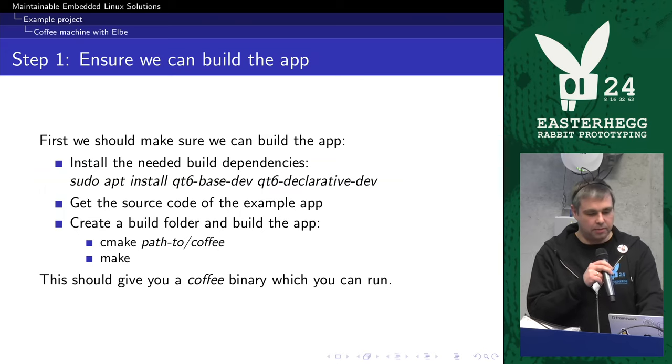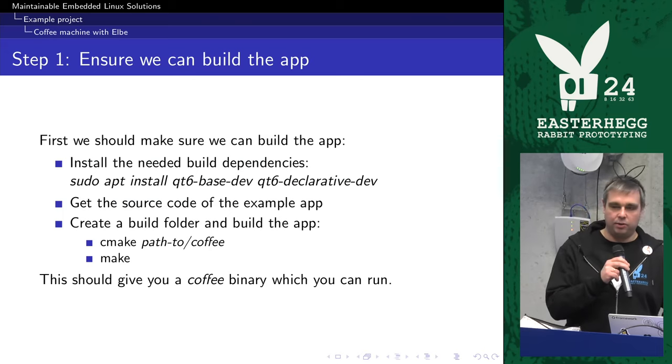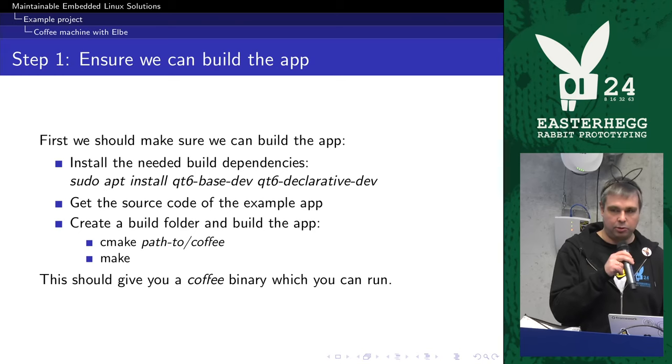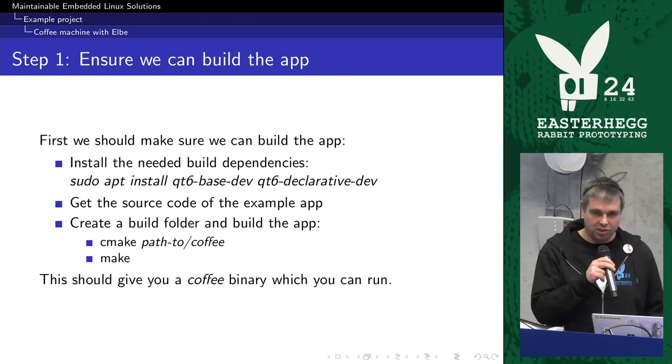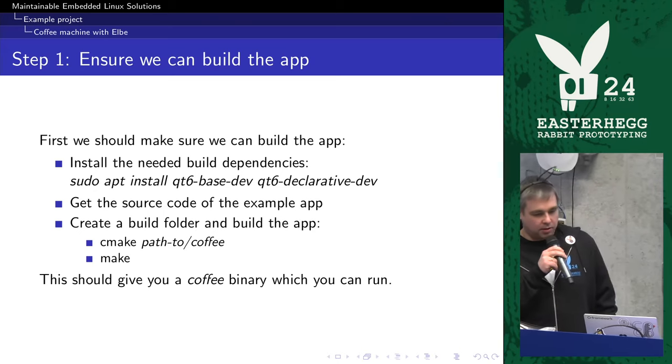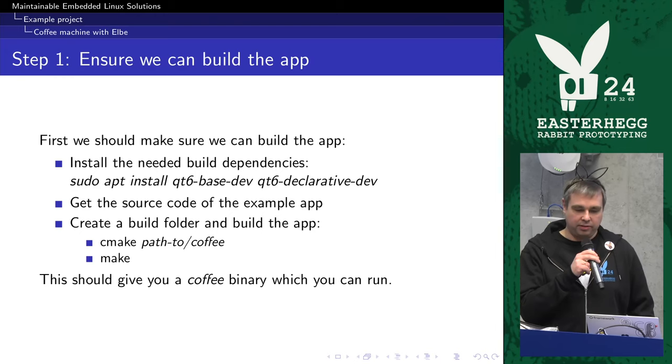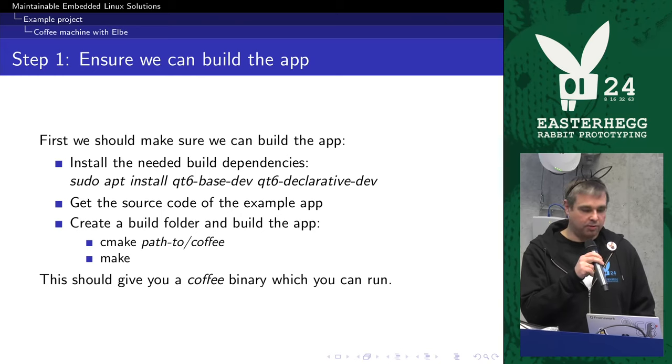And okay, first thing is we need to find out what build time dependencies we have, and how to build our application before we can package it as a Debian package. And the easiest approach here is to use a Debian installation and try it out. So I had to install this qt6-base-dev package and the qt6-declarative-dev package. And then I could build the example app just with CMake.